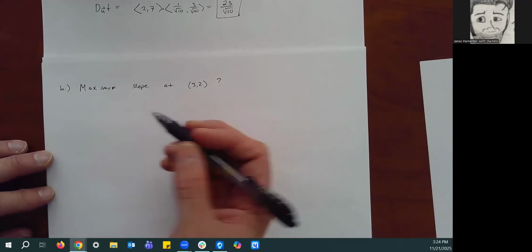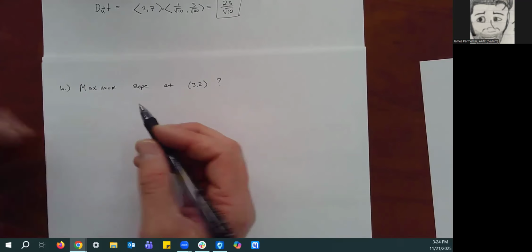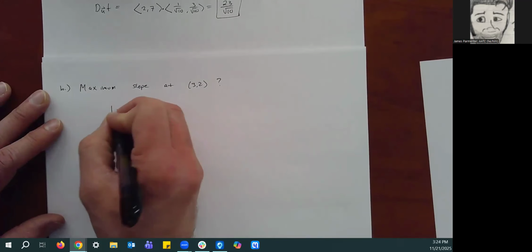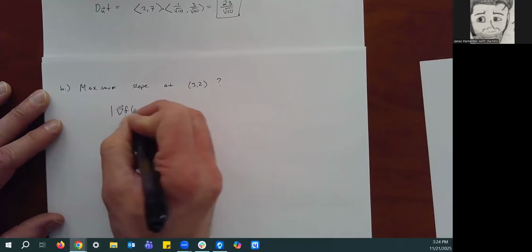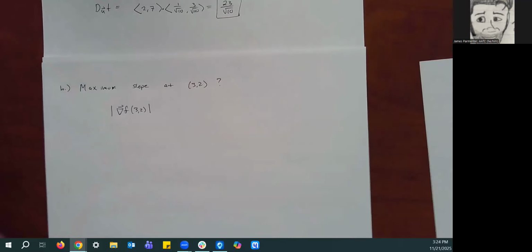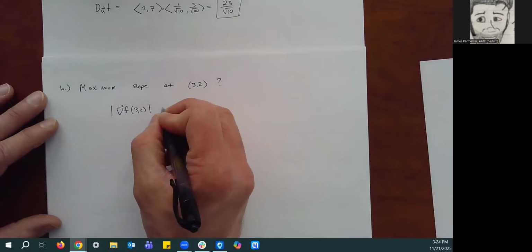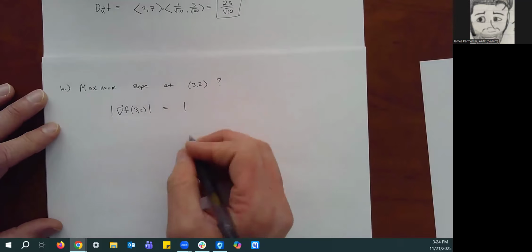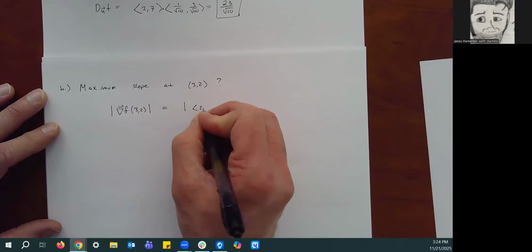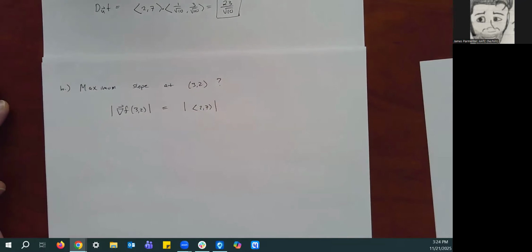There's a really easy answer to this question. I just don't want to give it away too early. But the maximum slope is just the magnitude of your gradient at that point. End of story. So assuming you calculate the gradient correctly, that's going to be the magnitude of the vector 2, 7.